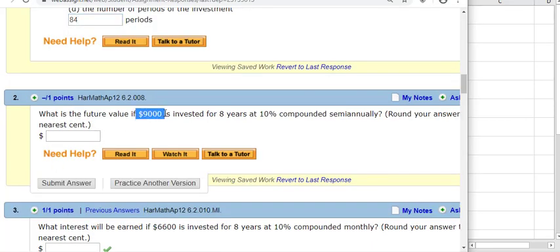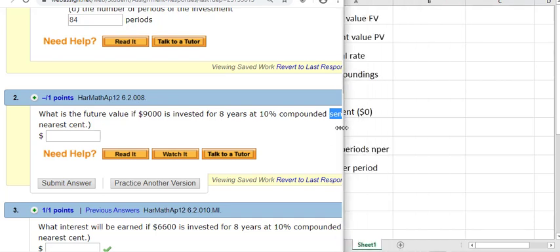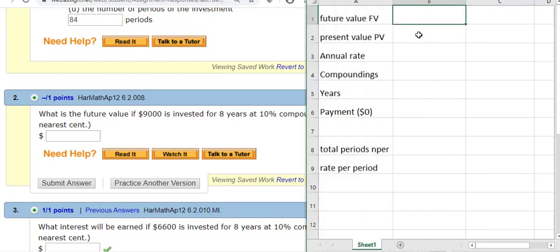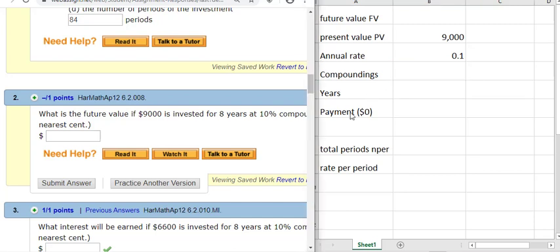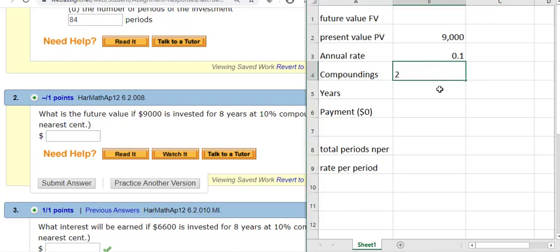What is the future value if $9,000, that's my present value, is invested for 8 years, 10%, and then semi-annual compounding? I'm trying to find the future value, so that will stay blank. The present value will be 9,000. The annual rate is 10%. Compoundings, that's per year, and this was semi-annually, so that would be 2 per year. Number of years was 8. Payment will be 0 in section 6.2.